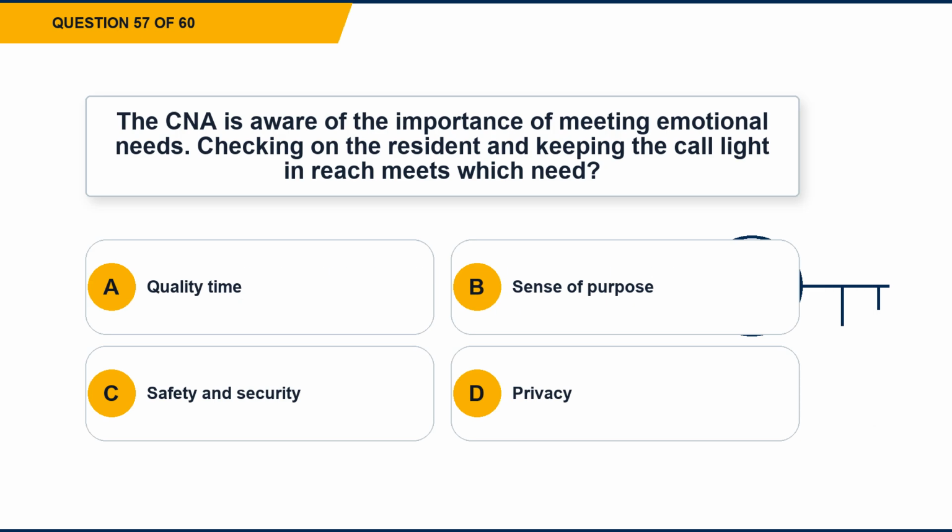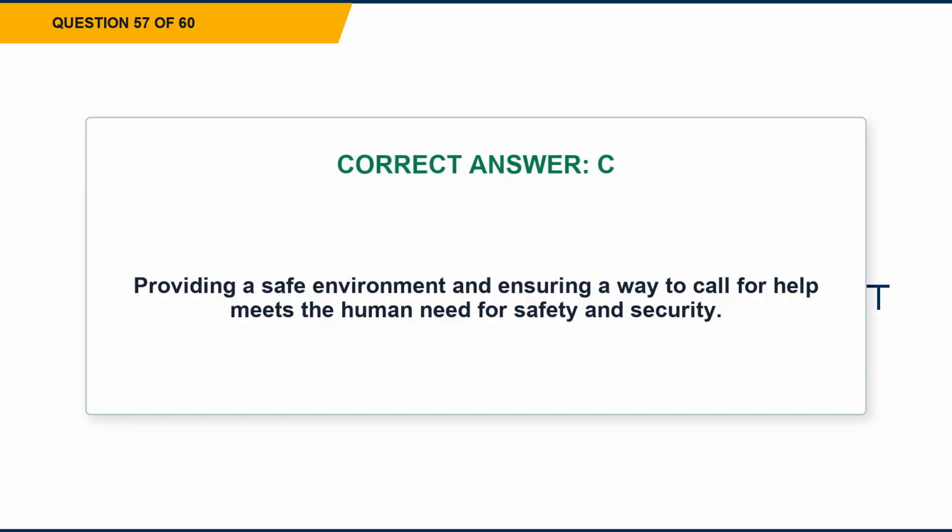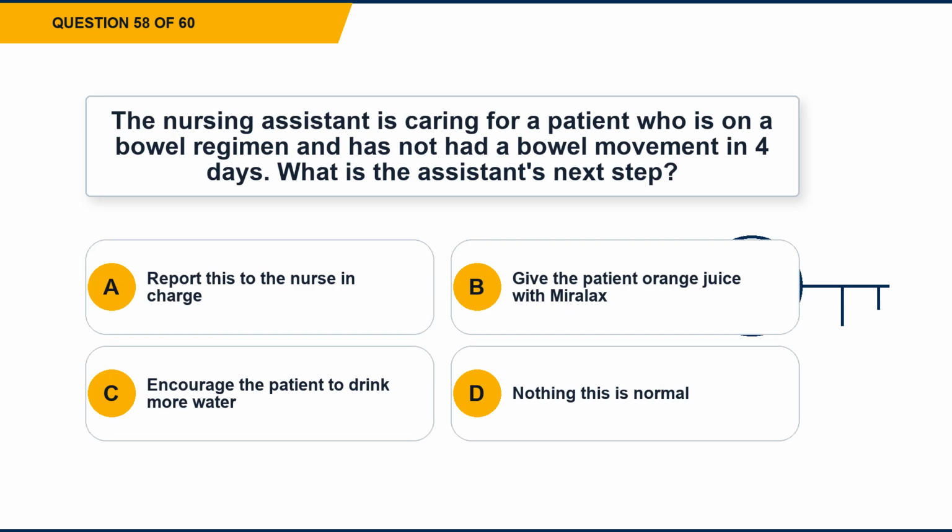Question 57. The CNA is aware of the importance of meeting emotional needs. Checking on the resident and keeping the call light within reach meets which need? Option A, quality time. Option B, sense of purpose. Option C, safety and security. Option D, privacy. The correct answer is option C, safety and security. Explanation: providing a safe environment and ensuring a way to call for help meets the human need for safety and security.